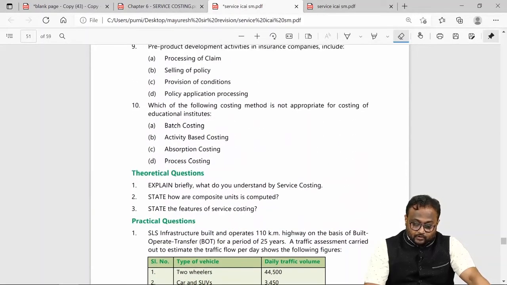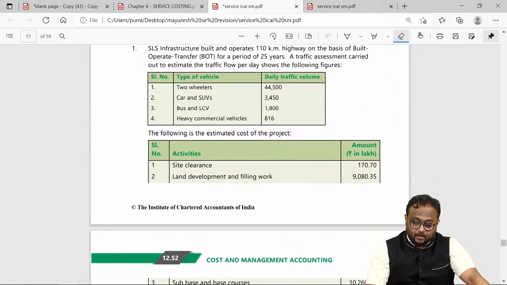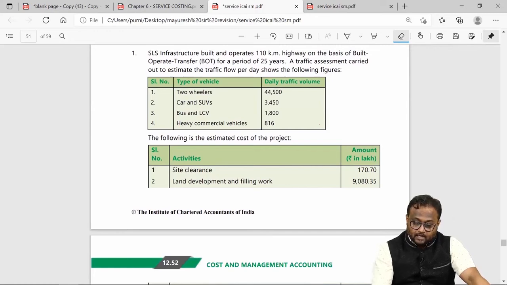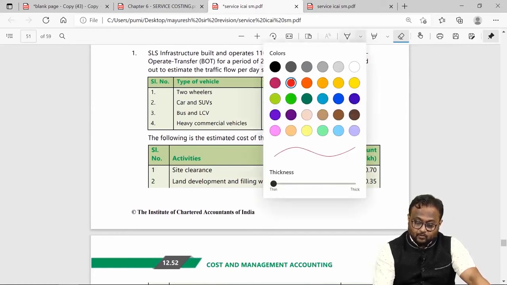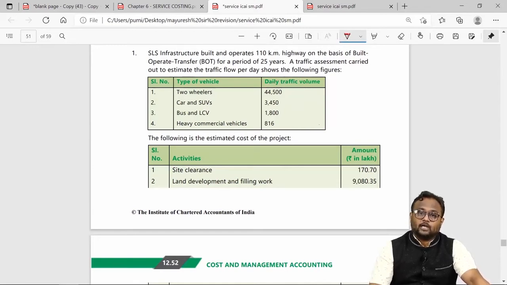Let's get started with one practical question where students generally have doubt. Page number 12.51, your first question. They have given us the total number of vehicles. It's about toll calculation. 110 kilometers is the length of the road, and we'll be using it for 25 years.